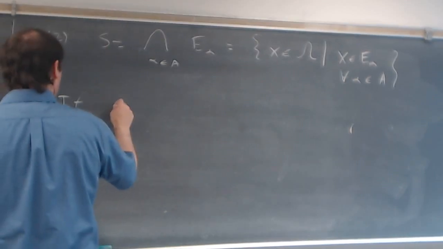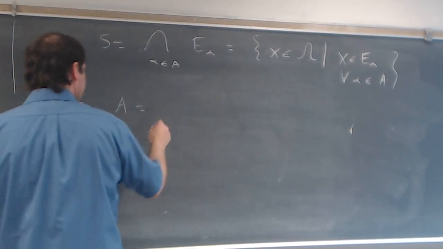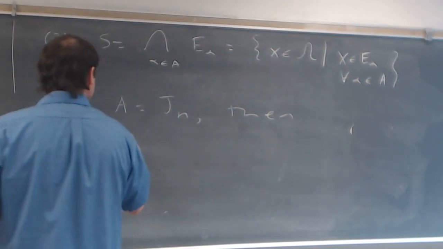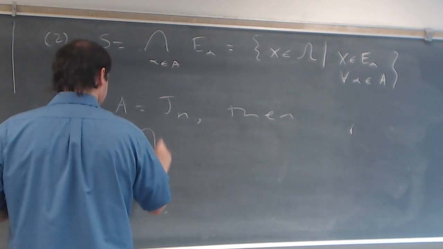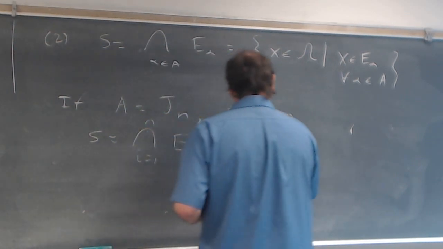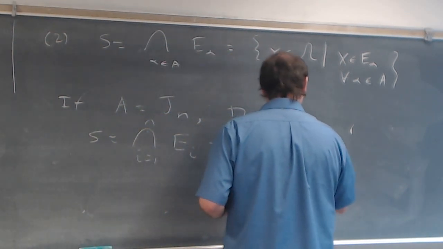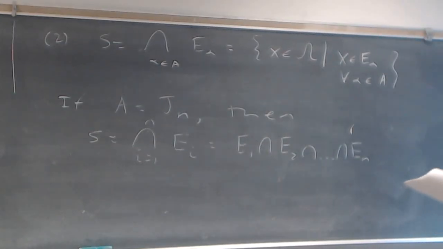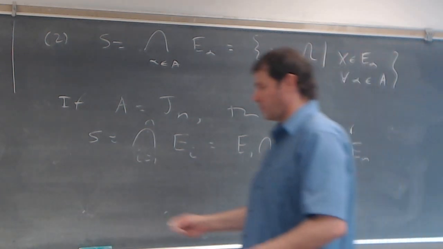If A is equal to some J sub n, then what we have is that S is equal to the intersection, maybe as i goes from 1 to n, of E sub i's, which equals E1 intersect E2, and we'll keep doing these intersections till we get to the intersection of En. And we talked about set theory in lecture 2, and so we know about intersections and unions. But let's look at some examples.